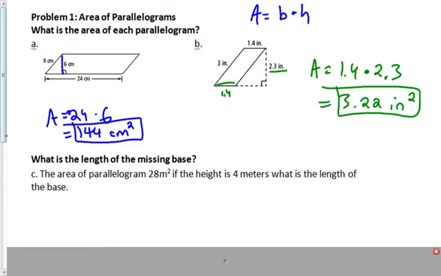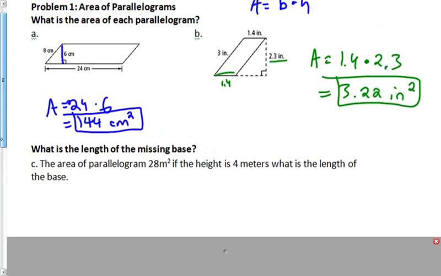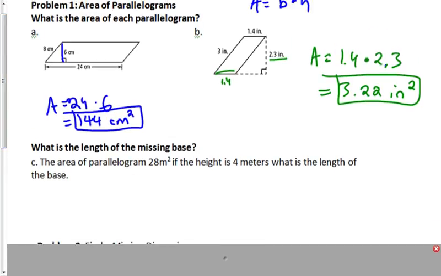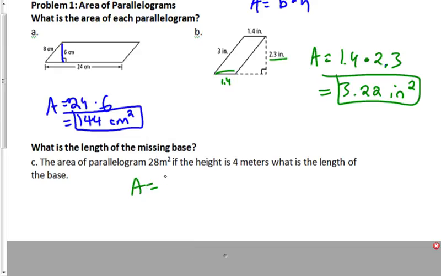All right, letter C, what is the length of the missing base? So here's an application where you may already have the area. In this case we have area equals base times height. This time we have the area, which is 28 meters squared, and the height is 4 meters, so we need b times 4. Now, very simply, we can solve this one-step equation for b by dividing by 4 on both sides, and we get b is equal to 7.